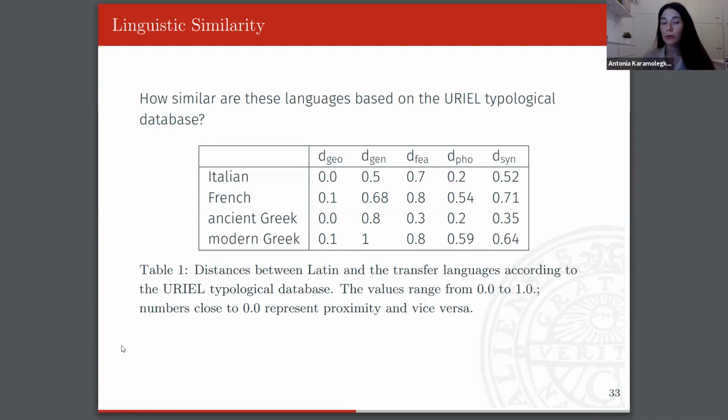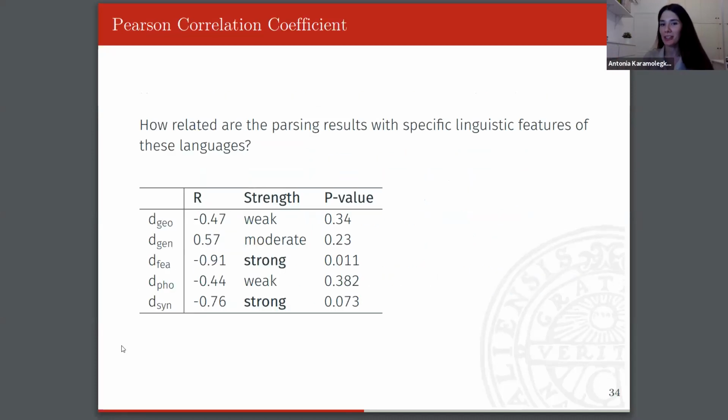And then concerning the featural distance, which, as Sara mentioned before, is a combination of all the linguistic distances, we can see that Ancient Greek is closer to Latin. In terms of phonetic distance, Italian and Ancient Greek are closest to Latin. And finally, in terms of syntactic distance, Ancient Greek is considered more similar to Latin, followed by Italian, then Modern Greek, and then French.